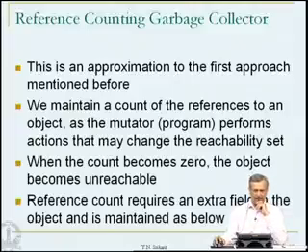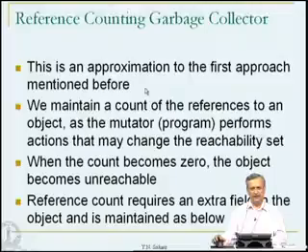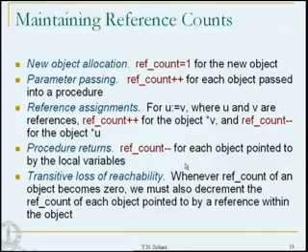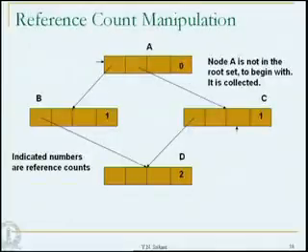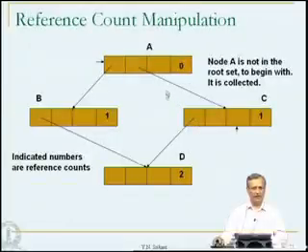So, let us look at the reference counting garbage collector, which is an approximation to the first approach mentioned above. That is, when an object changes its state from a reachable object to an unreachable object, we catch that object and do something. Let us see what we do. We maintain a count of the references to an object. As the program, or the mutator, performs actions that may change the reachability set, this count also is going to be changed. When the count becomes 0, the object becomes unreachable, and reference count requires an extra field in the object and is maintained as below. Here, let me show you a picture to understand reference count manipulation, and then we go back to discussion.